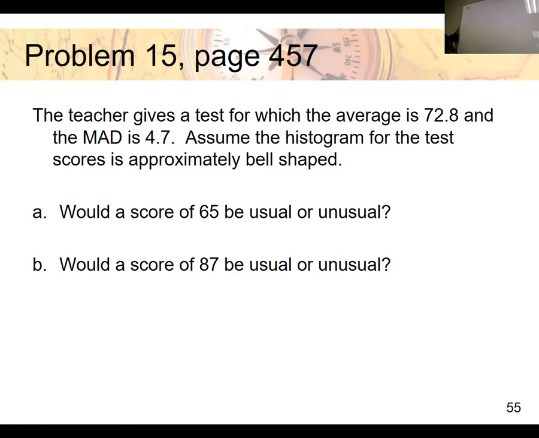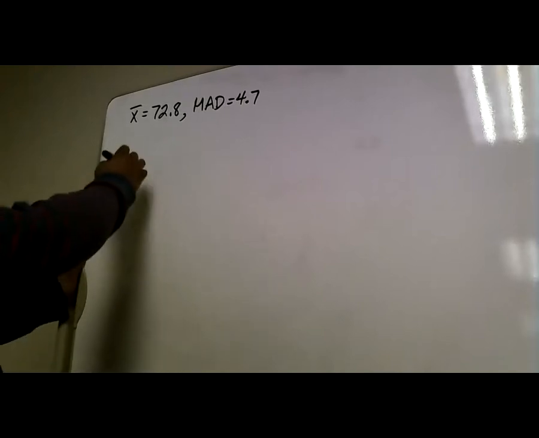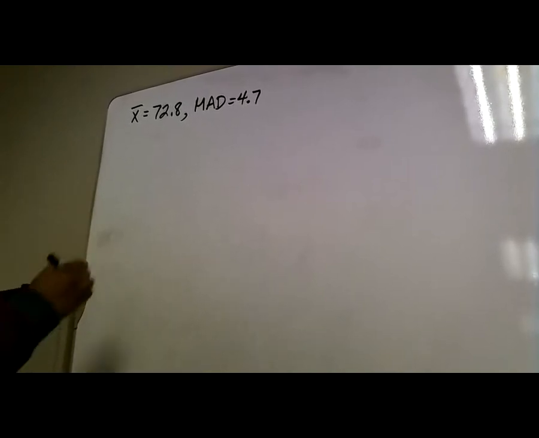So I'm going to write down the mean, which was 72.8. The mean absolute deviation, that's 4.7. And we want to know if the score 65 is going to be usual or unusual. So we'll start with that. All right, in this case here, let's start by finding the minimum usual value.